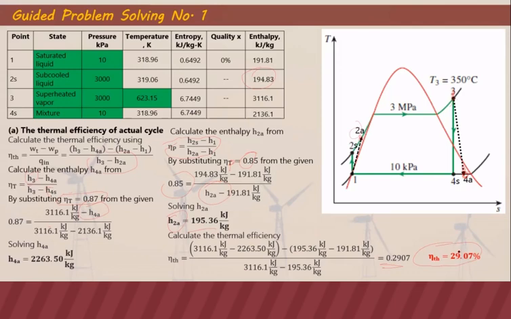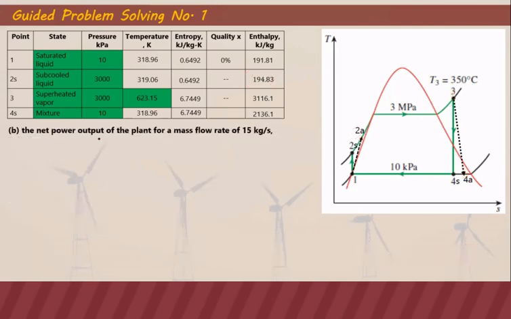And then the remaining is lost. The second unknown is the net power output of the plant for a mass flow rate of 15 kilograms per second. So the net power output can be computed using mass flow rate times the work of the turbine minus work of the pump. So that's the net work.